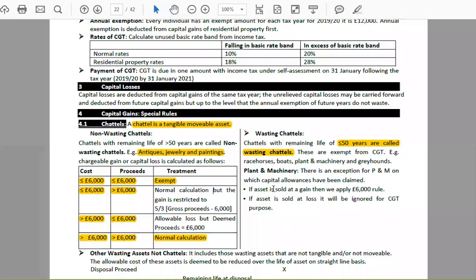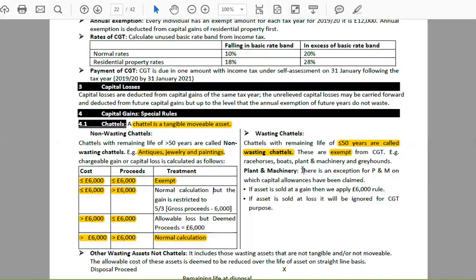So now let's move towards wasting chattel. Wasting chattel means those tangible and movable assets whose life is less than 50 years. Please remember, these are exempt. All those tangible and movable assets whose life is less than 50 years are called wasting chattels. And all the wasting chattels are exempt in capital gains tax.